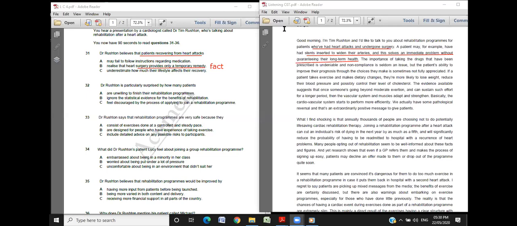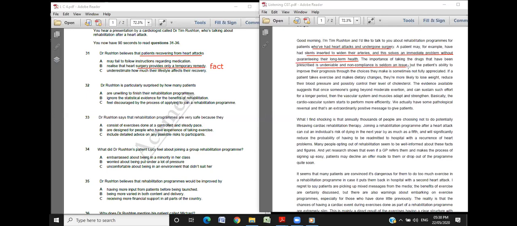Similarly, about the medication, right? This is very, very common for listening part C to have something about each answer choice. So here they have said importance of taking drugs is undeniable. That means it's very important. You can't deny it. And non-compliance is seldom an issue, right?